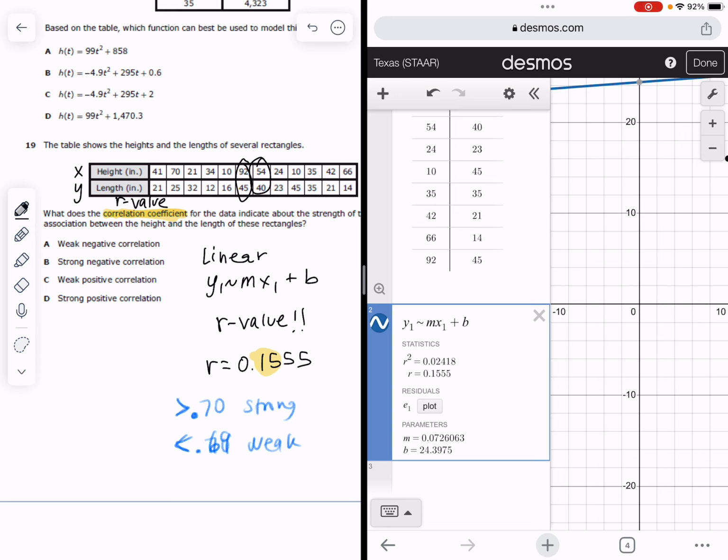And so this is a positive R value. Sometimes you'll see a negative, but not for this one. So we're going to choose positive. And because it's a 15, that would be a very weak performance on a test. So this is weak positive.